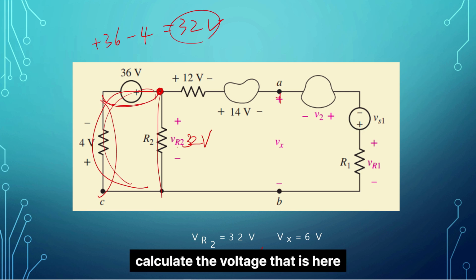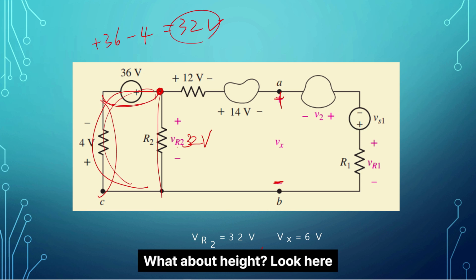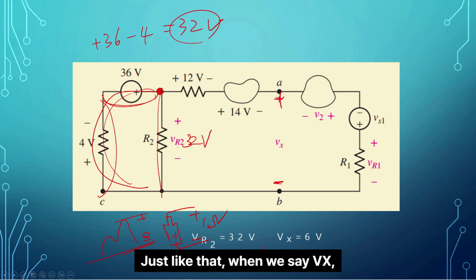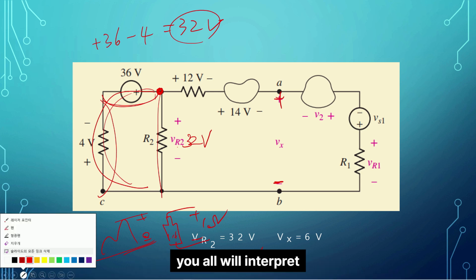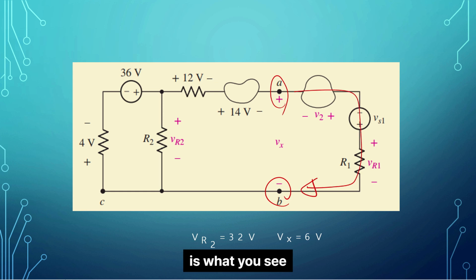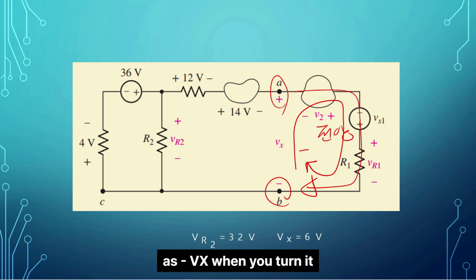Now, from here, calculate the voltage that is here. This is plus and minus, but the voltage can be skipped. What about height? Look here. It's set up like this. You can calculate the height like this. The same goes for voltage. The battery will be like this, 1.5 volts. So how much is the voltage? We said it's 1.5 volts. Just like that, when we say Vx, you all will interpret the circuit here. The voltage referred to as Vx is what you see when you look at it this way, and you can write it as Vx when you turn it this way.